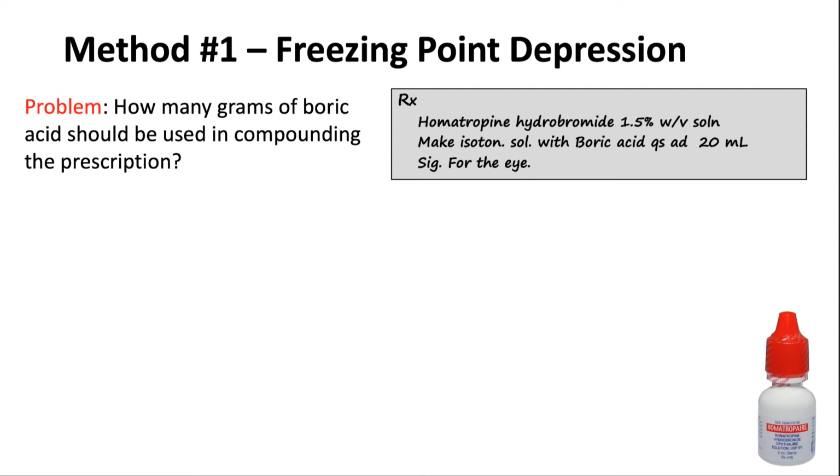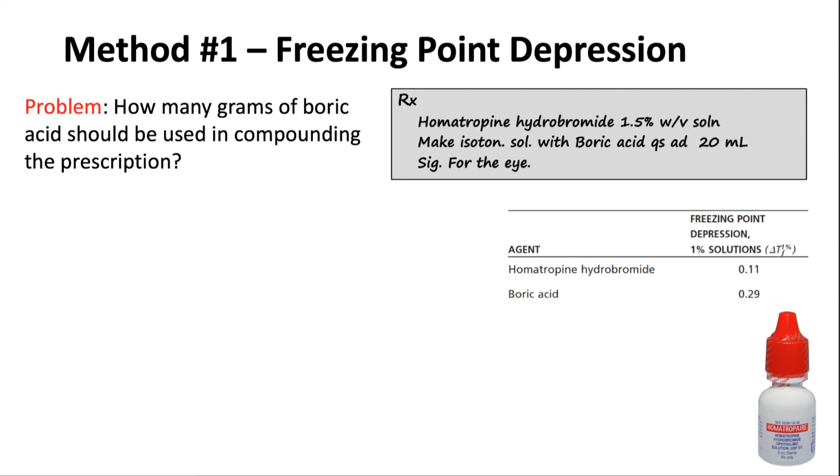So the first step, and just realize, in this question, we also are told we want to use the freezing point depression method. With the freezing point depression method, first thing that you're going to need to do is go to your resource and look up the delta TF 1% for each of your ingredients. Our therapeutic agent is the homatropine hydrobromide, and we can see that its freezing point depression is 0.11 degrees Celsius. We would also need to know it for the boric acid, the inert agent we're going to use to essentially adjust the tonicity. Its delta TF is 0.29. Now that we have that information, we can go ahead and start to work on our calculations.